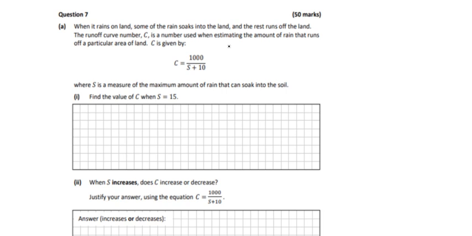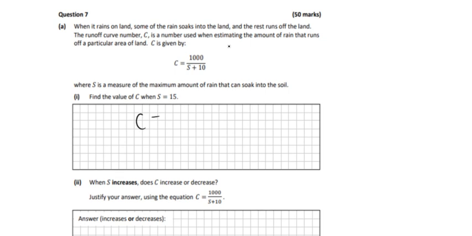The runoff curve number C is a number used when estimating the amount of rain that runs off a particular area of land. So C is given by 1000 over S plus 10, where S is a measure of the maximum amount of rain that can soak into the soil. So find the value of C when S is 15.